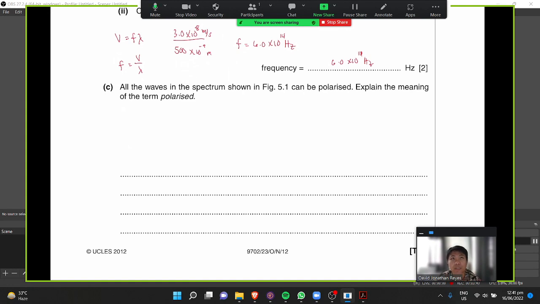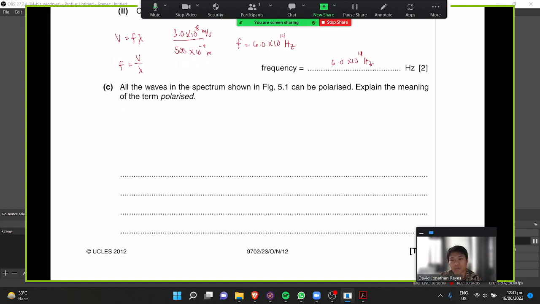Polarized means that it allows the wave to only move in one direction. What do I mean by that? Our EM waves are actually moving in separate directions. Transverse waves move in separate directions. One is the movement of the particle, and one is the movement for the propagation of energy. In this case, we have two movements.